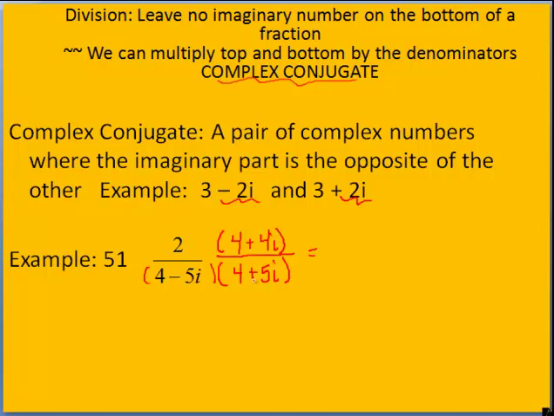Okay, so it looks weird, but this is essentially 1. I've multiplied a fraction by 1, haven't changed it at all really. So this top part I'm going to go ahead and multiply just like I would normally if I had 2 times 4 plus 4i, right? I would have to distribute. So I would have 8 plus 8i.